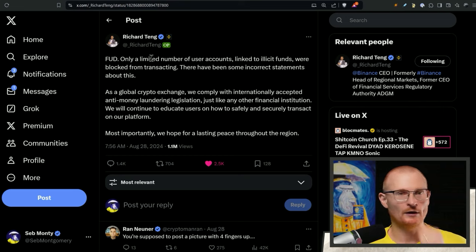Binance is still getting FUD, which relates to blocking Palestinians. And this is what they're saying. I'm not being political. I'm just saying, don't fade Binance. It's only limited to a certain number of accounts that have been linked to illicit funds. They have, you know, responsibilities as a company with governments.